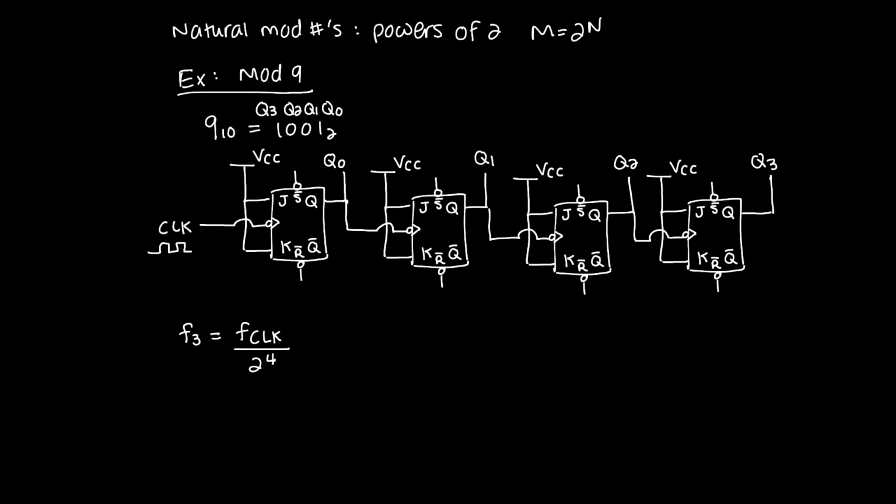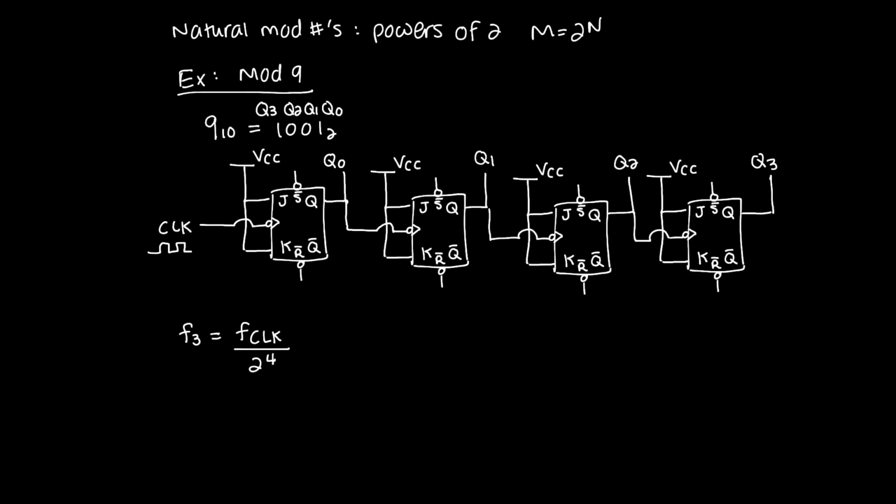And furthermore, I'm going to make the assumption that the frequency of the clock is long enough to account for the propagation delay of each of the flip-flops. So each flip-flop has a certain propagation delay, meaning that the output Q is going to react after a certain finite amount of time after the clock pulse. And I'm going to assume that this is short enough that it is not going to significantly affect the operation of my counter. Okay, so let's finish wiring up our counter.